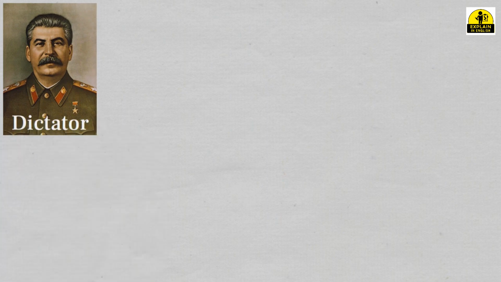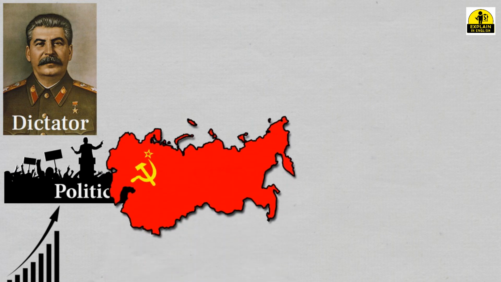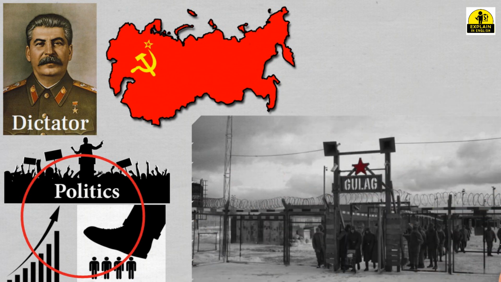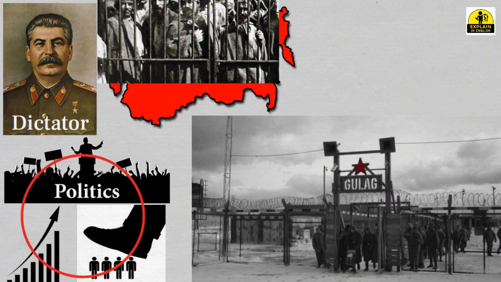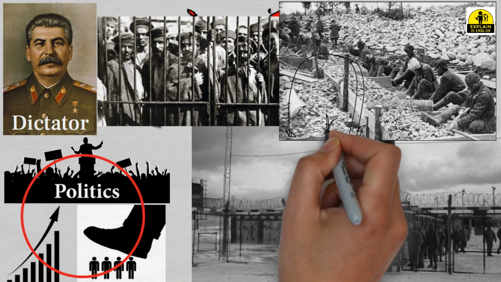Coming back to Stalin, the dictator whose Communist Party gradually took control over the politics, economy, and people of the USSR, anyone who opposed him was caught and sent to Gulag. Take a look at this image. This is Gulag, where opponents of Stalin's regime were imprisoned. They were forced to work day and night, tortured, and then killed.